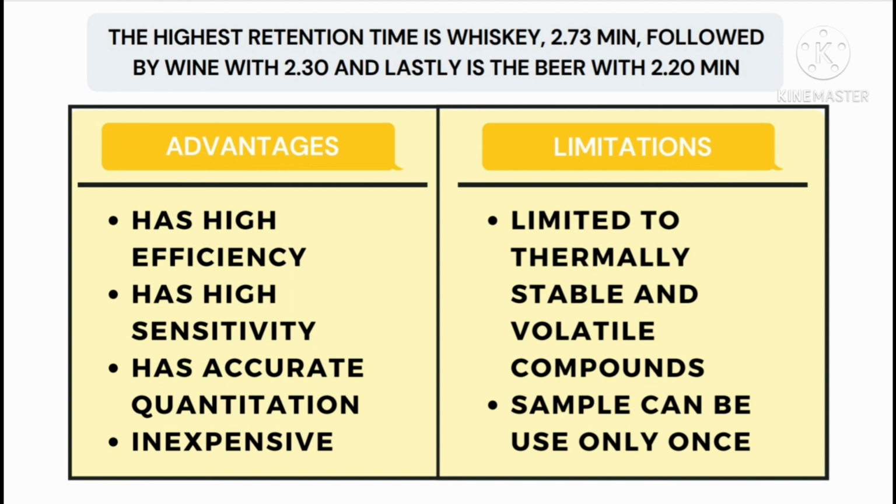The advantages of using gas chromatography: it has high efficiency. Due to its high efficiency, GC allows the separation of the components of a complex mixture in a reasonable time. It also has high sensitivity, as GC has multiple detectors with high sensitivity, which are the flame ionization detector, thermal conductivity detector, and electron capture detector. Next, it has accurate quantitation and it is inexpensive compared to HPLC.